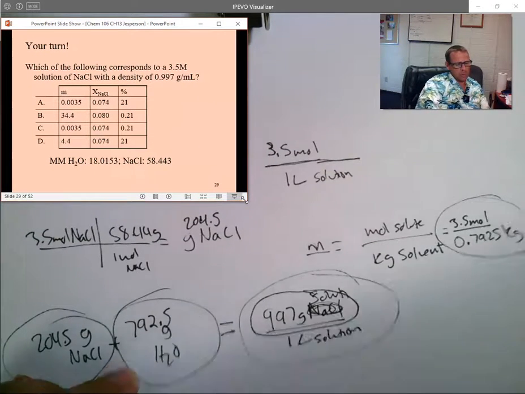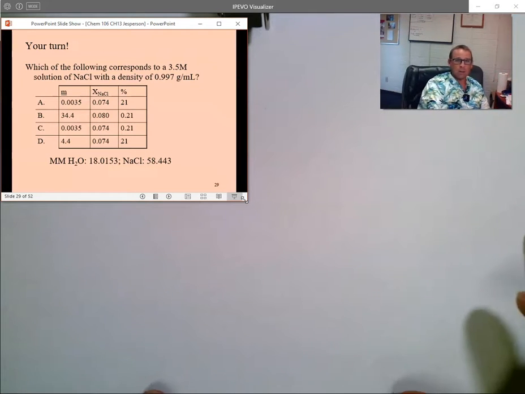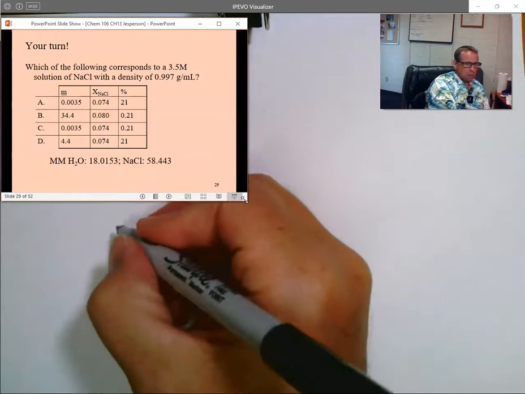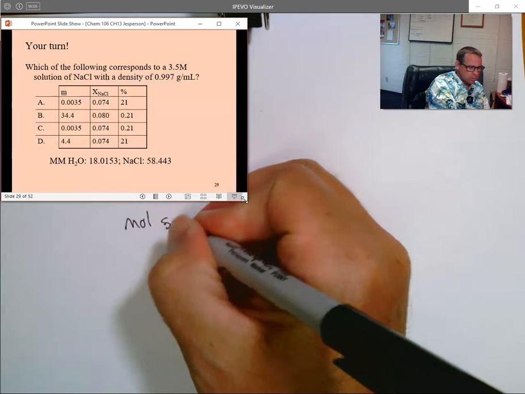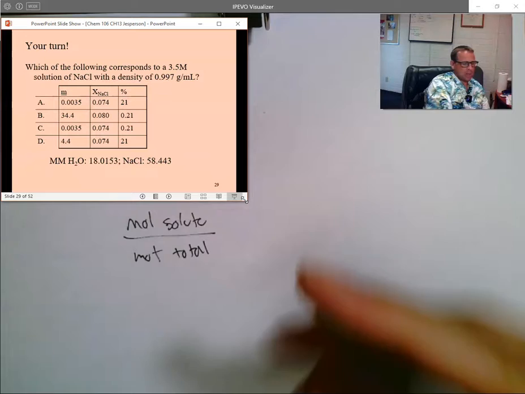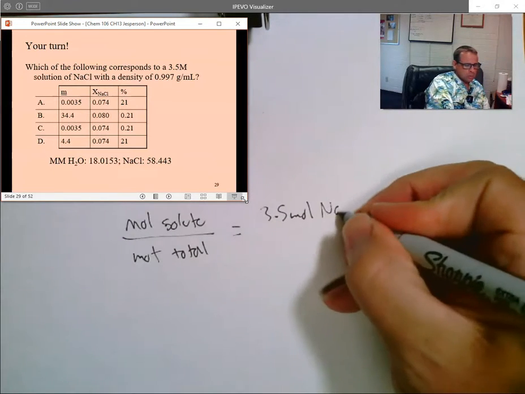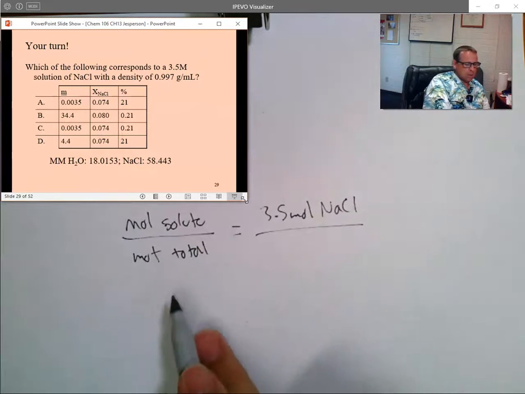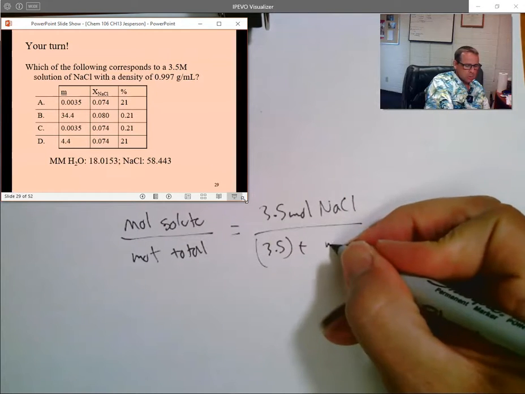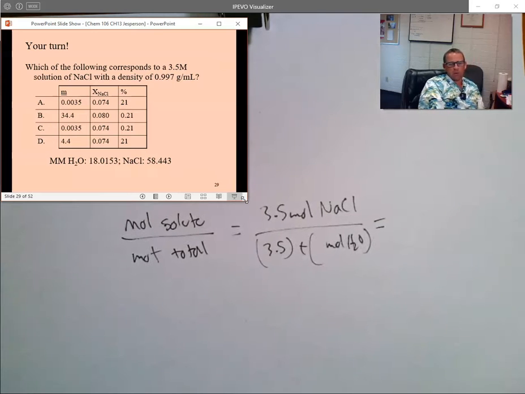And then we also, the party didn't stop there. We went on and did the mole fraction. Now, mole fraction means moles of solute over moles total. And moles of solute was 3.5 moles of sodium chloride. Now, moles total has to be this 3.5 plus the moles of water. And then that ratio right there would be my mole fraction.